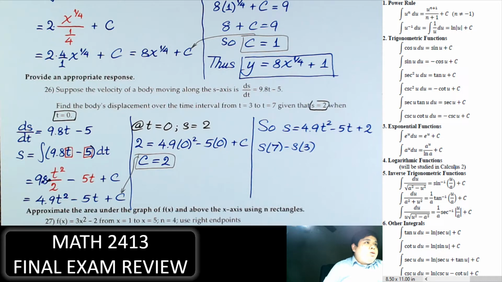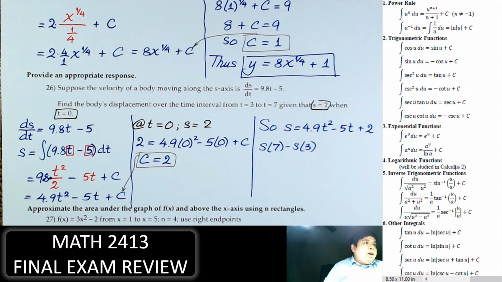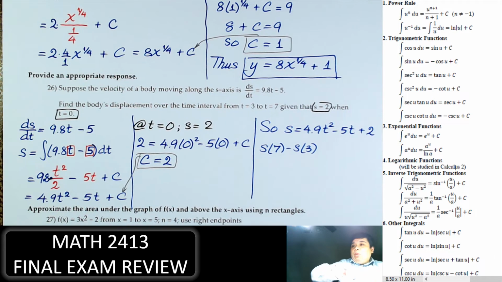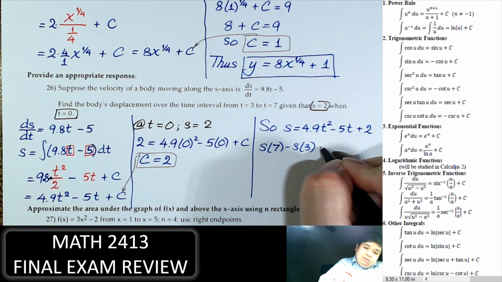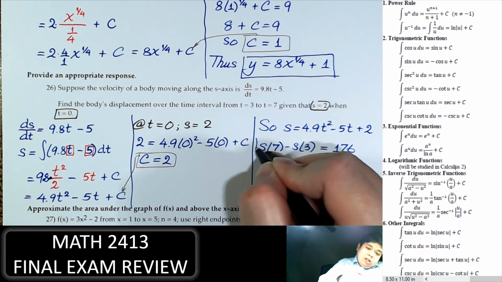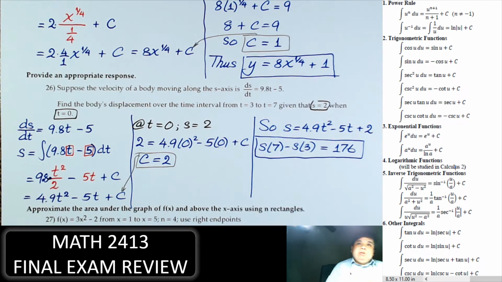So let this 7 store into x or t: 4.9 x squared minus 5t, sorry, plus 2. We have that, and now we put 3 in for x. Do the same thing, and so at t equal to 7 we have this much, and at t equal to 3 we have this much. Subtract them, we have 176. So that's the displacement from t equal to 3 to t equal to 7.